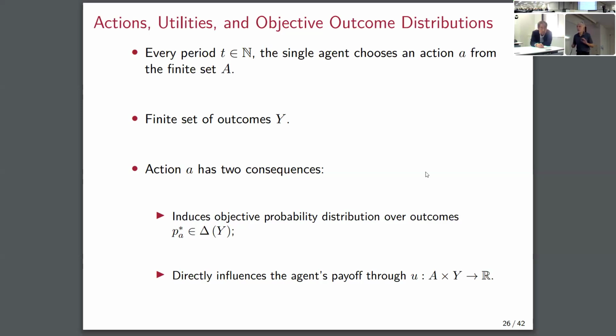Each period t, the agent chooses an action A from a finite set, capital A. So I don't have to have player subscripts anymore. Makes the notation a little cleaner. There's a finite set of outcomes, capital Y. The action has two consequences. It induces an objective probability distribution over outcomes, P star. So P star depends on A. Different actions you take can change the distribution over outcomes. And it directly influences the agent's payoff, because payoff depends on the action and the outcome.